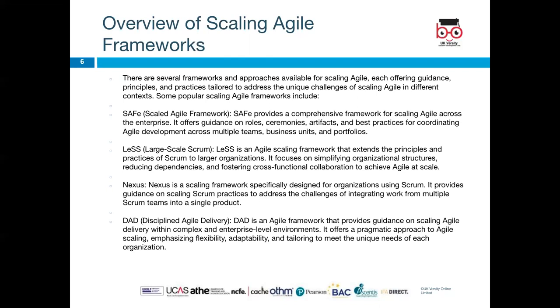This is an agile scaling framework that extends the principles and practices of Scrum to larger organizations. It focuses on simplifying organizational structure, reducing dependencies, and fostering cross-functional collaboration to achieve agile at scale. Nexus. This is a scaling framework specifically designed for organizations using Scrum. So this is for organizations that use Scrum. It provides guidance on scaling Scrum practices to address the challenges of integrating work from multiple Scrum teams into a single product.